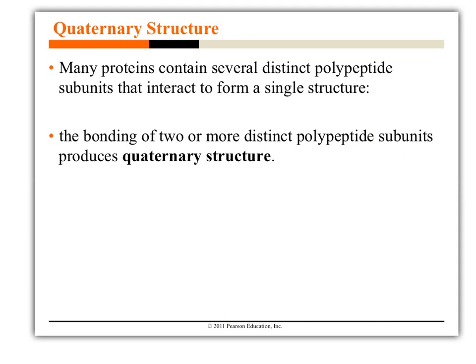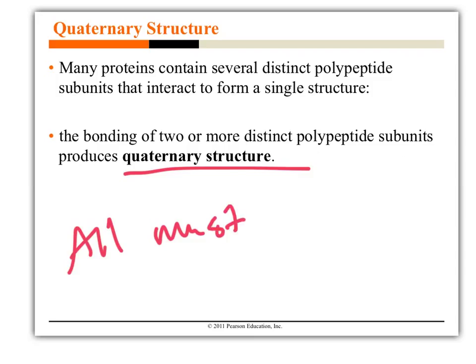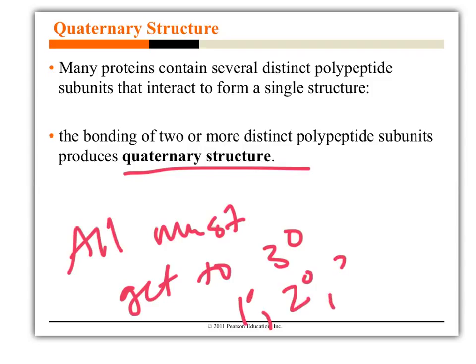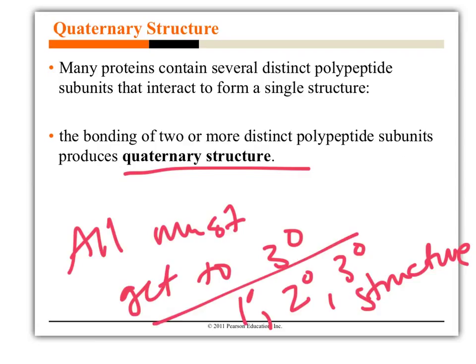The last level, which not all polypeptides have, is quaternary structure. All must get to the tertiary. All have one primary, secondary, and tertiary structure. Every protein must; that's just what happens by chemistry. You can't not get to tertiary structure unless you heat it and totally denature the protein, which would take it back down to primary.